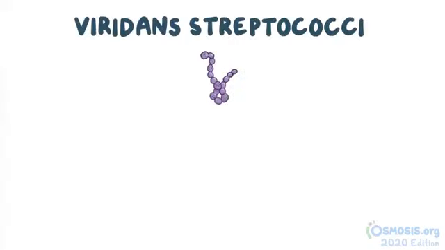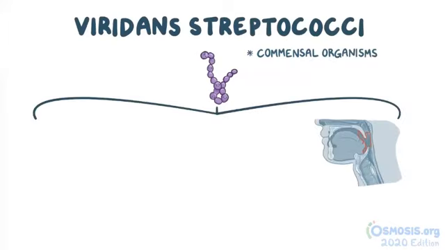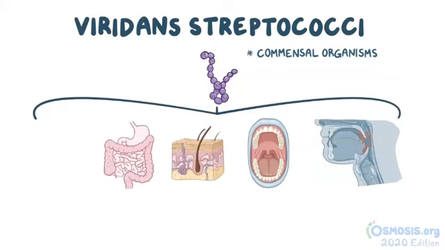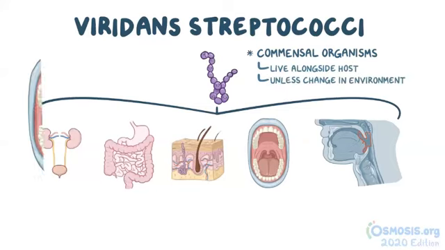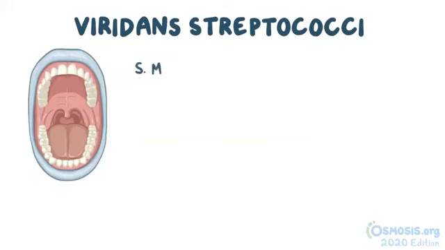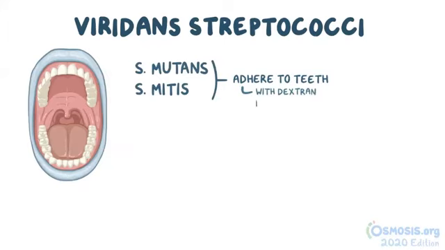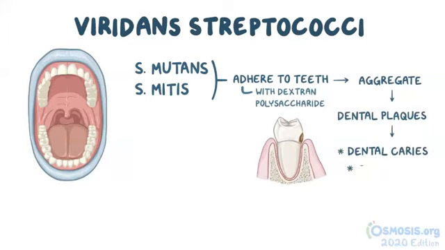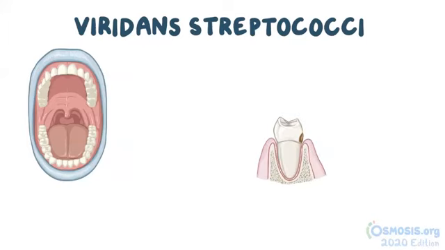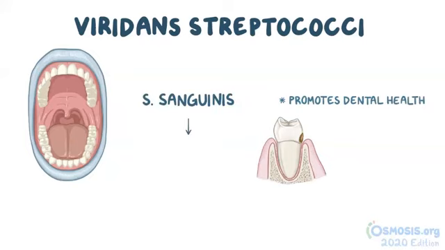Viridans streptococci are commensal organisms that reside in the oropharynx, epithelial surfaces of the oral cavity, teeth, skin, gastrointestinal, and genitourinary tracts. So, they live alongside their host without causing harm, unless there's a change in the environment. Inside the mouth, viridans streptococci, like Streptococcus mutans and Streptococcus mitis, adhere to tooth enamel with the help of dextran polysaccharide, and aggregate, forming dental plaques, which can lead to dental caries and gum disease. In contrast, Streptococcus sanguinis promotes dental health by inhibiting the growth of Streptococcus mutans.